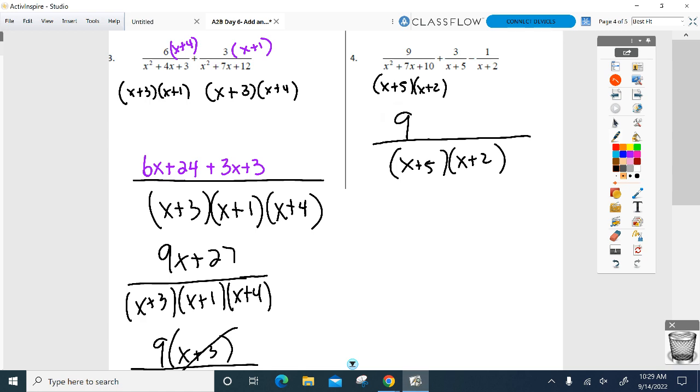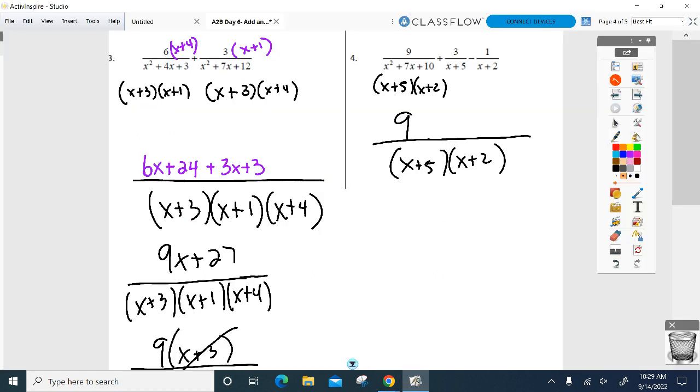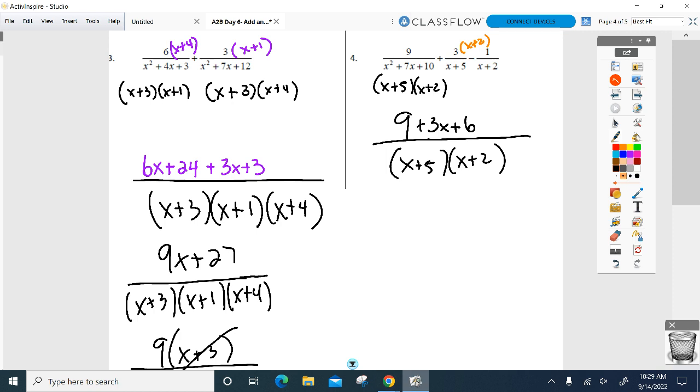What do I have to multiply the 3 by? X plus 2. And I'm going to get 3x plus 6. What should I be multiplying the next fraction by here? X plus 5. Yep.